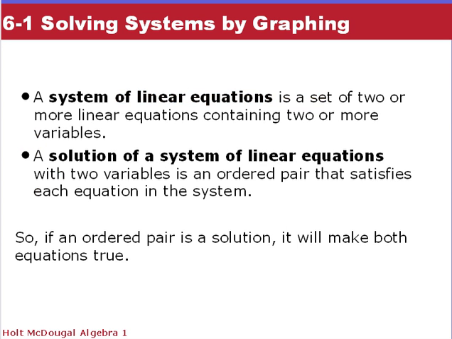So a system of linear equations is just a set of two or more equations with two or more variables. X and y is what we'll be looking at. And a solution is going to be where those two lines intersect. So it's going to be an ordered pair that satisfies both of those equations. So if an ordered pair is a solution, then it will make both of the equations true.